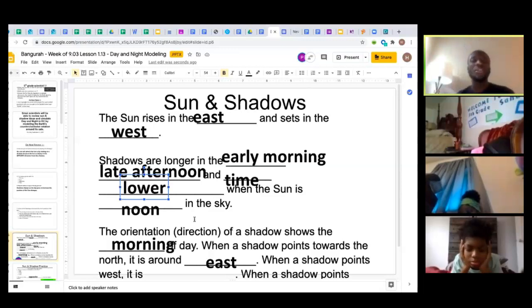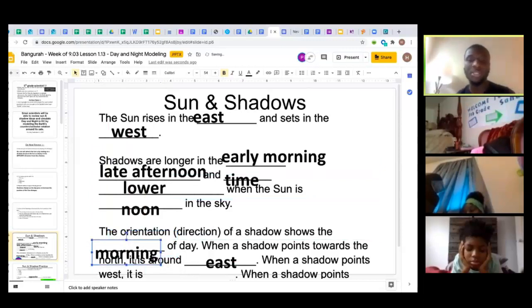Okay. The orientation or the direction of the shadow shows the morning of the day, and when the shadow points towards the north, it is around east.